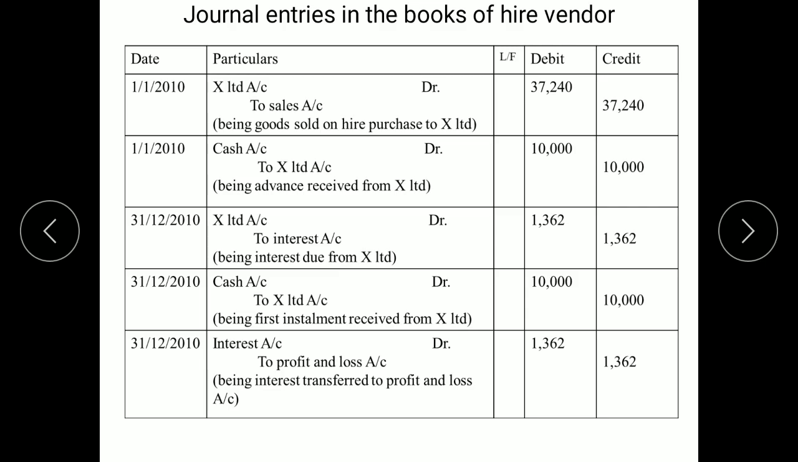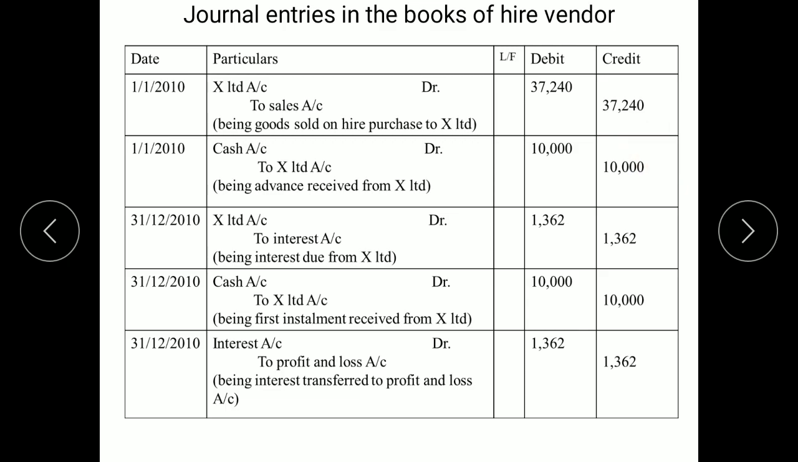So first entry, when the hire purchase agreement is made, the journal entry is X Limited account to sales account. X Limited, that is the hire purchaser's account, debited to sales account with the total cash price of the asset, being goods sold on hire purchase to X Limited. After this entry, the next entry is for when the advance is received from the hire purchaser. So cash account debit to X Limited account with the amount of advance.